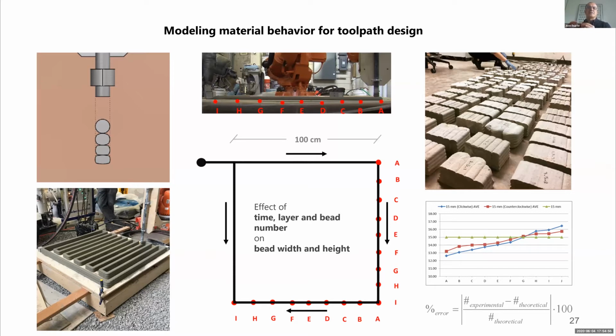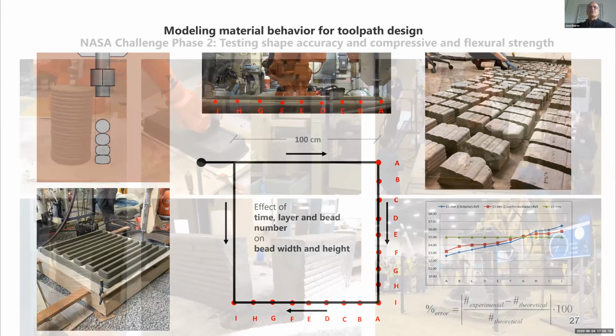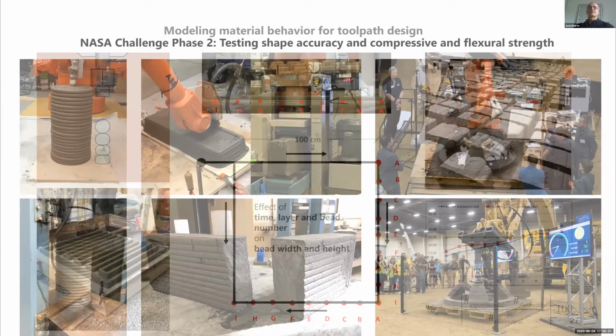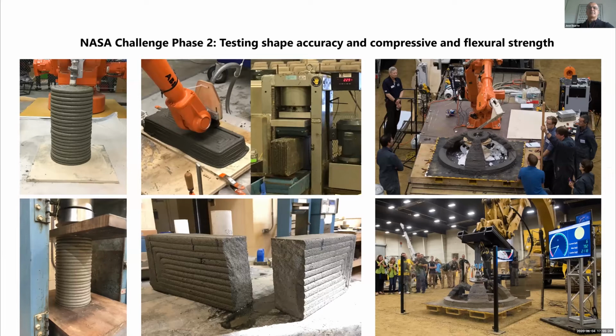So we need to model the behavior of the material. You need to model the deformation, because if you don't, we don't print what we designed. So we need to compensate for material deformation so that at the end, we have exactly what we designed. And that's something that we are doing as well. At the same time, we need to check for the structural performance. We need to make sure that the materials that we print have the right properties. So we run tests to find out how to create building parts that are strong enough to be used in construction. This shows some of the images of what we did during the NASA competition in this regard.